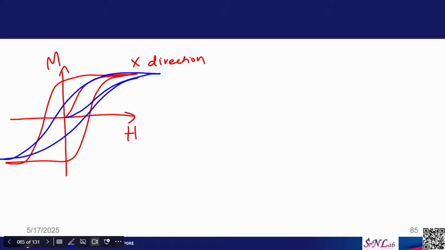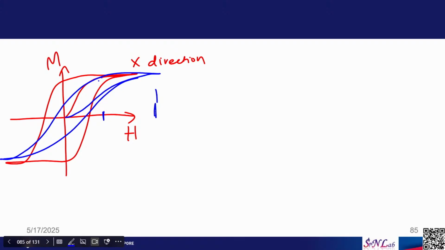Now my hysteresis loop looks something like this. You can notice a few differences. Firstly, in the case of the x direction, I needed a much smaller field. Within this field I can reach saturation, somewhere here, whereas in the case of the y direction I need much more magnetic field to reach saturation. That is one thing that you see.